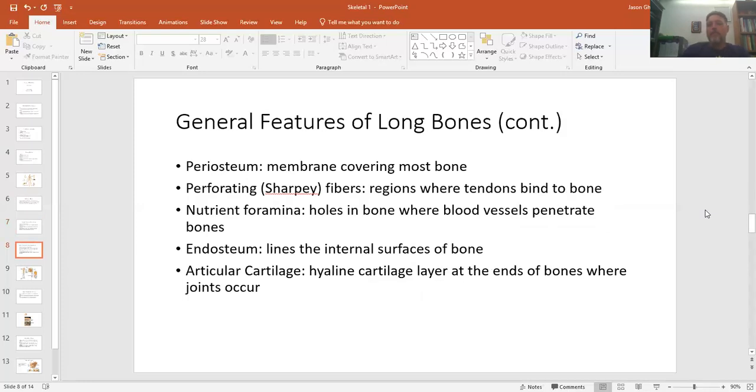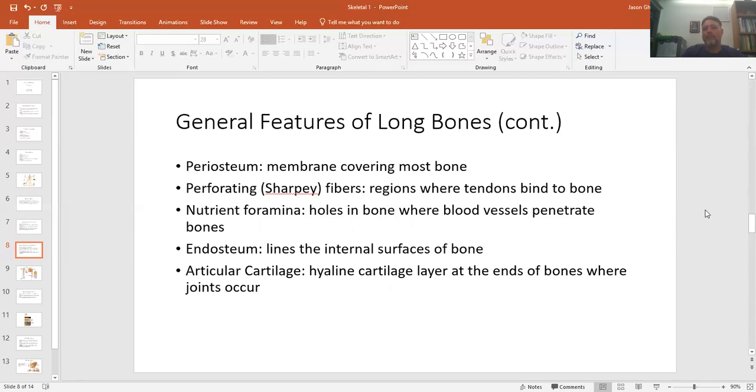Periosteum is the membrane that surrounds the outside of the bone. Anytime you see peri, it's always talking about the outside. So this is the membrane that surrounds the outside of a long bone. Muscles attach to the periosteum using a tendon. If you remember, muscles attach to bones by a tendon. You have perforating fibers, and this is that specific spot where the tendons bind to the bone. It is part of the periosteum.